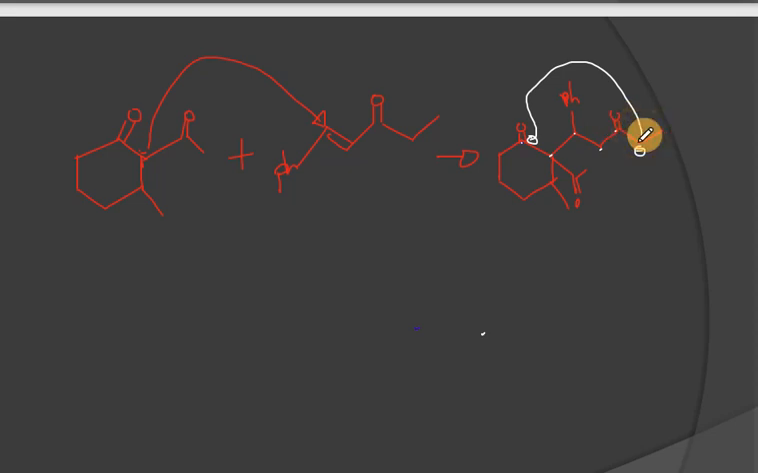So this carbon, this carbon, this carbon, this carbon, this carbon, and this. How many carbons? 6 carbons. They are going to be involved in what? A 6-membered ring formation. That is a Robinson annulation product. So let's see how we are going to join it.